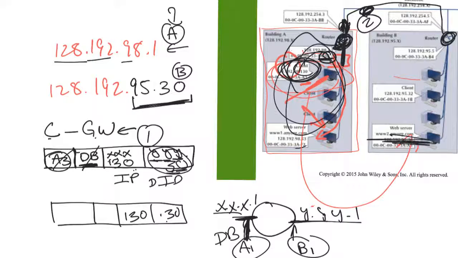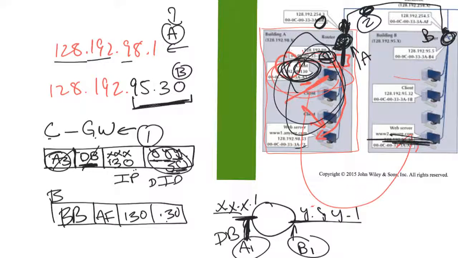So the source MAC address in this case will be BB, where BB is this number right here. The destination MAC address will be AF, which is this MAC address on this side. Let's call this router A. This is router B. So router B gets this message.